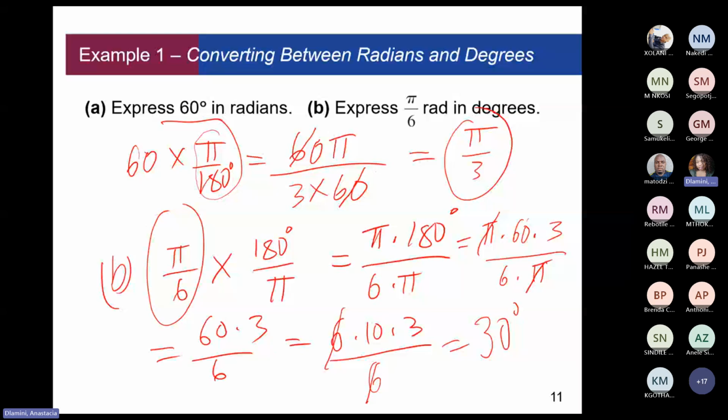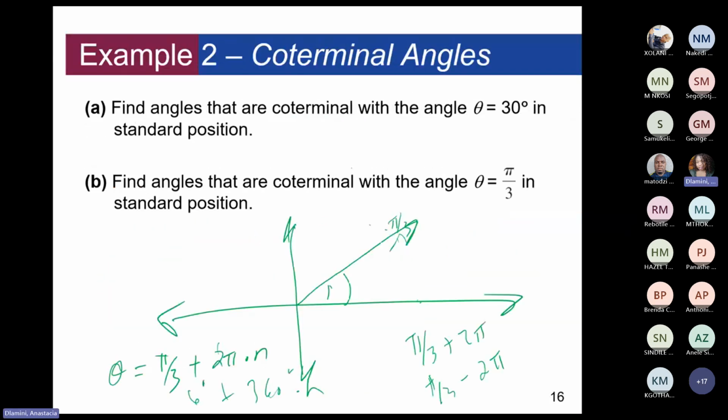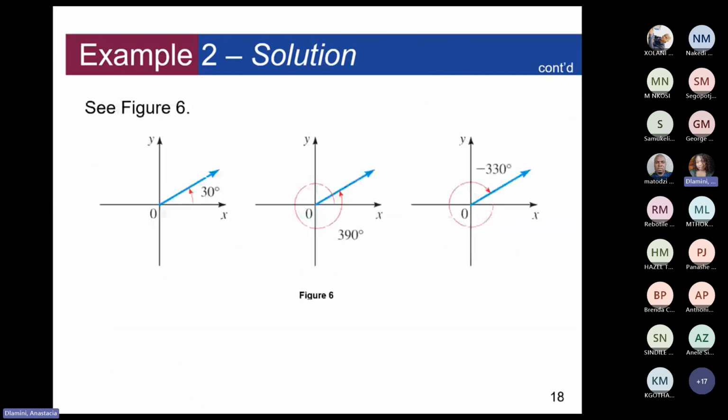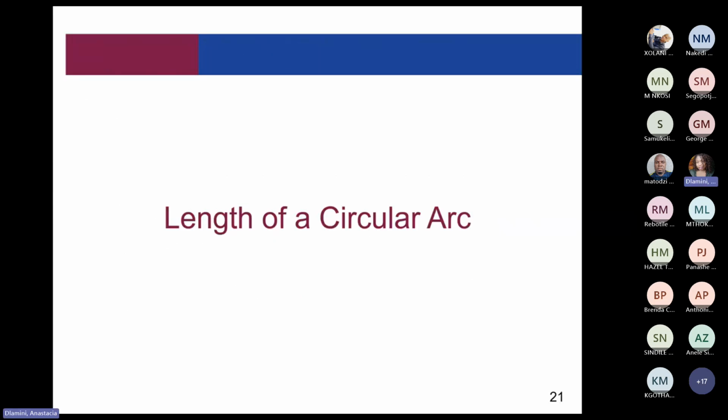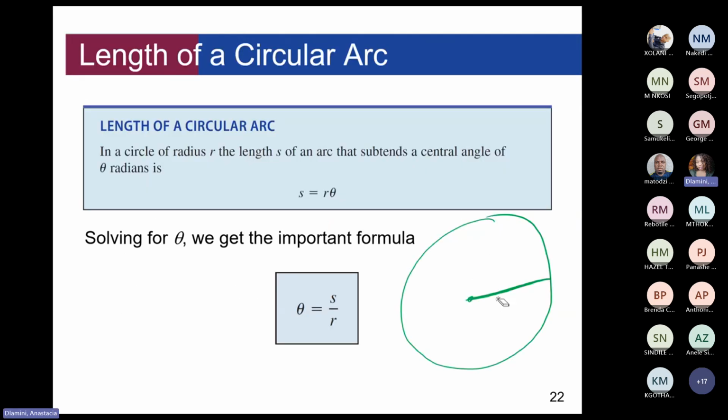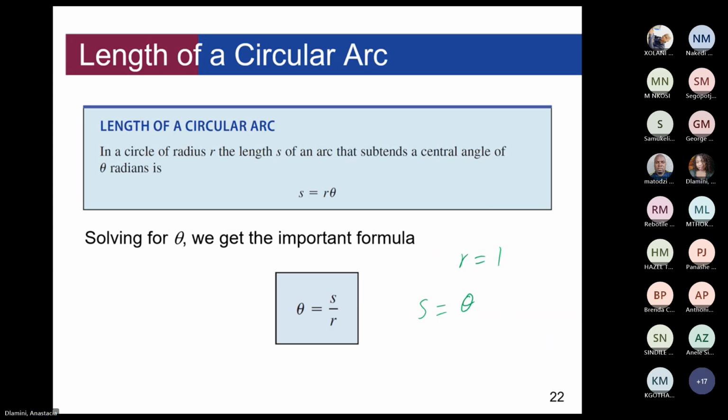Now we are saying we don't know the radius. If we knew the radius, look at this. I want to show you something. If we knew the radius, what's this? If we knew that the radius is equal to 1, then S is equal to theta. S is equal to theta. Okay. Does it make sense?